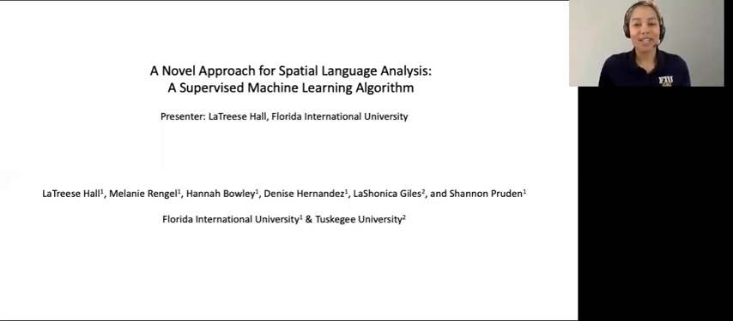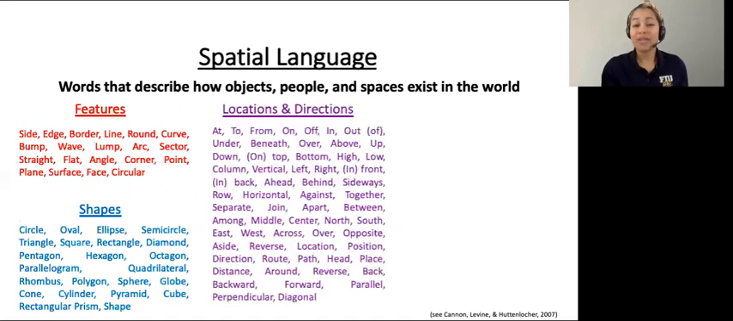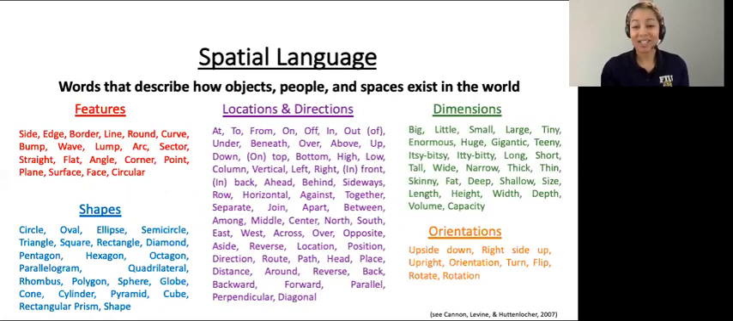I'm a second year PhD student at Florida International University, and our research looked at a novel use of a machine learning algorithm for studying spatial language development. So, we talk about how objects, people, and spaces exist in the world by using spatial language. And this refers to words that describe features, shapes, locations and directions, dimensions, orientations, and others as well.